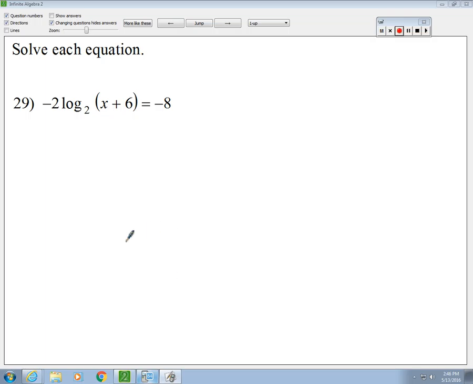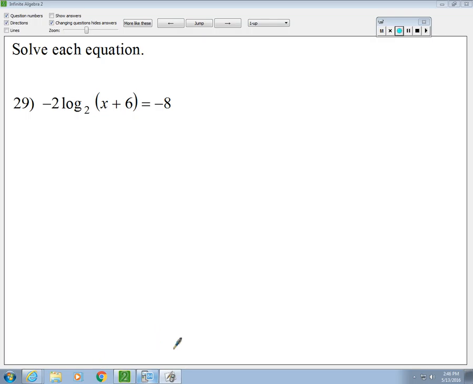Now you have to calculate 2 to the 4th. What is 2 to the 4th? 2 times 2 times 2 times 2. 16. And then now to solve for x, you subtract 6. But it's already addition over here, and so you get 10.